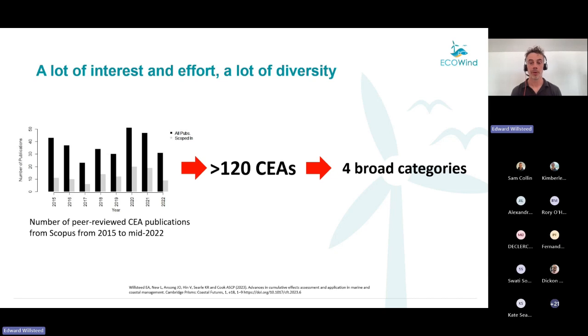So building on a peer-reviewed study that was published in 2023, we looked at those published CEAs, and we broadened that pool of approaches to include known regional approaches such as those applied by OSPAR, by ICES and so on. And we eventually ended up with more than 120 CEAs to look at. And the key point is that, broadly speaking, we can classify those into four broad categories, which I'll spend a couple of minutes just introducing here.